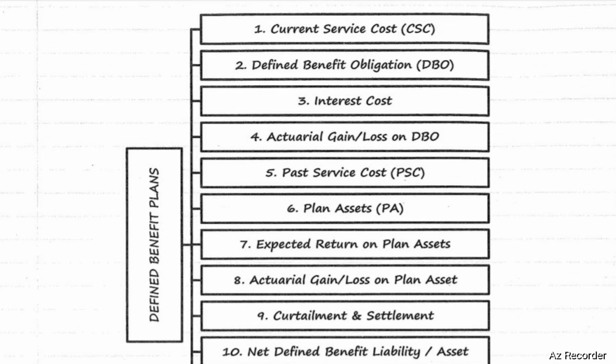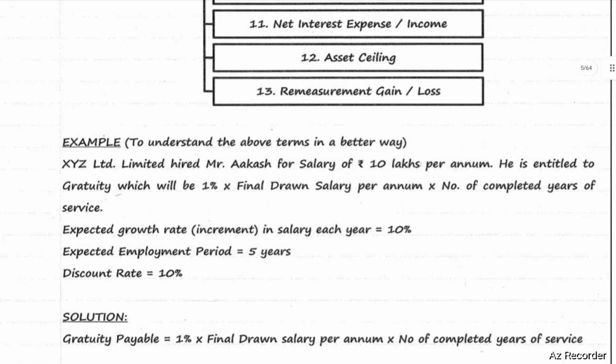Consider this example. XYZ Limited hired Mr. Akash for a salary of 10 lakhs per annum. He is entitled to gratuity, which will be 1% of the final drawn salary per annum into number of completed years of service. Expected growth rate, that is increment in salary each year, will be 10%. Expected employment period will be 5 years. The discount rate is 10%. In such a case, gratuity payable will be 1% of the final drawn salary per annum into number of completed years of service.